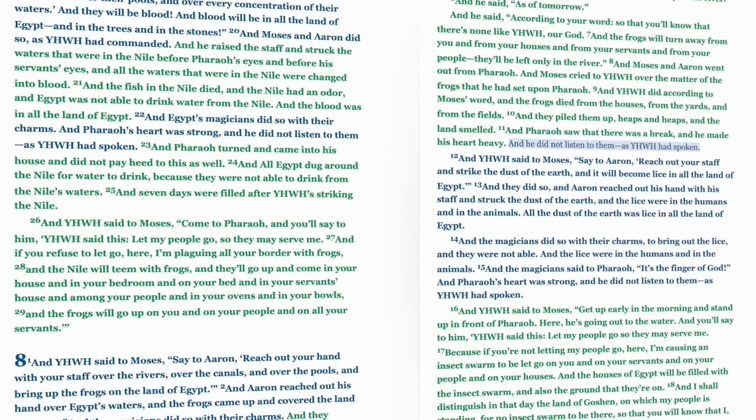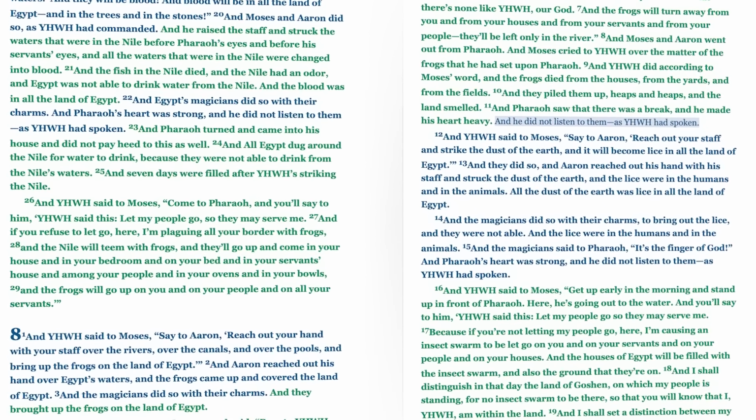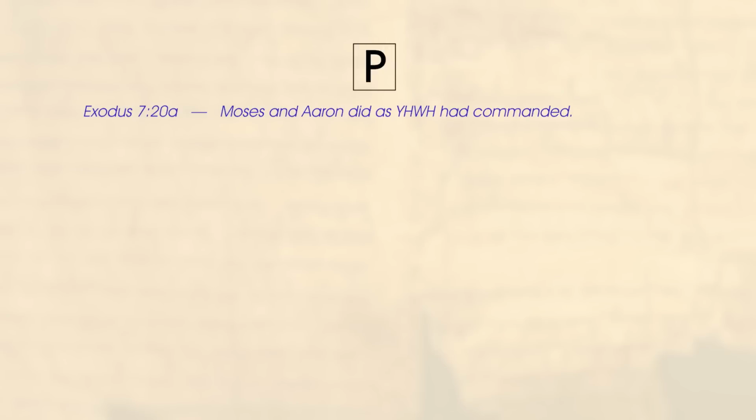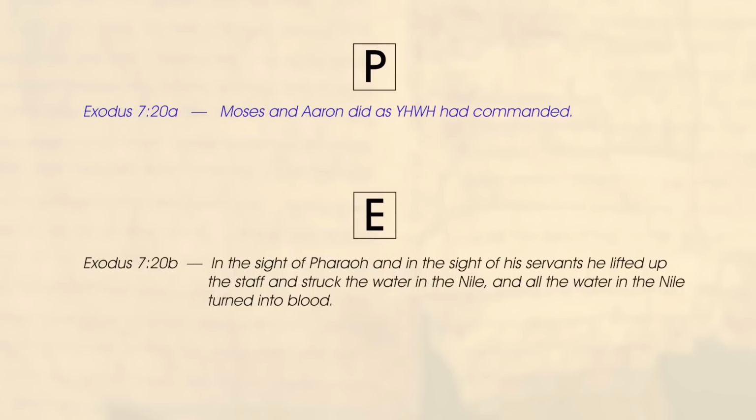Some have suggested there is repetition in the text, which suggests different sources. Exodus 7:20 says, "Moses and Aaron did as the Lord commanded," implying the action was complete. But then the verse adds, "In the sight of Pharaoh and in the sight of his servants, he lifted up the staff and struck the water in the Nile, and all the water in the Nile turned into blood." This might suggest the action was carried out twice.